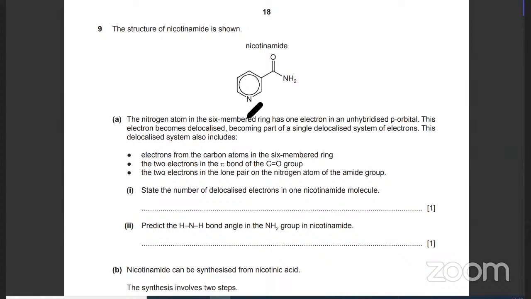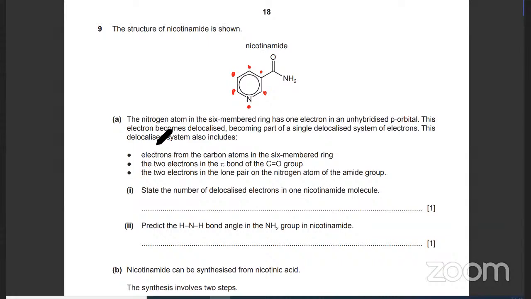So you're saying the nitrogen atom in the 6-membered ring has 1 electron in an unhybridized p orbital. This electron becomes delocalized, becoming part of a single delocalized system of electrons. So he's already told you that the nitrogen atom in the 6-membered ring has 1 electron. So this nitrogen atom is contributing 1 electron to the delocalized system. This delocalized system also includes electrons from the carbon atoms. So each carbon atom is also contributing 1 electron each, right? So that is 6 electrons delocalized over here.